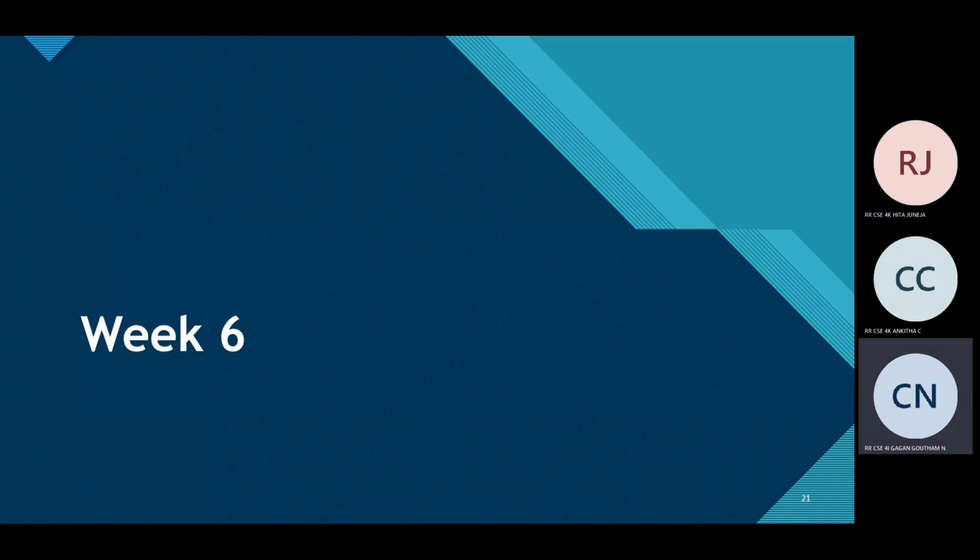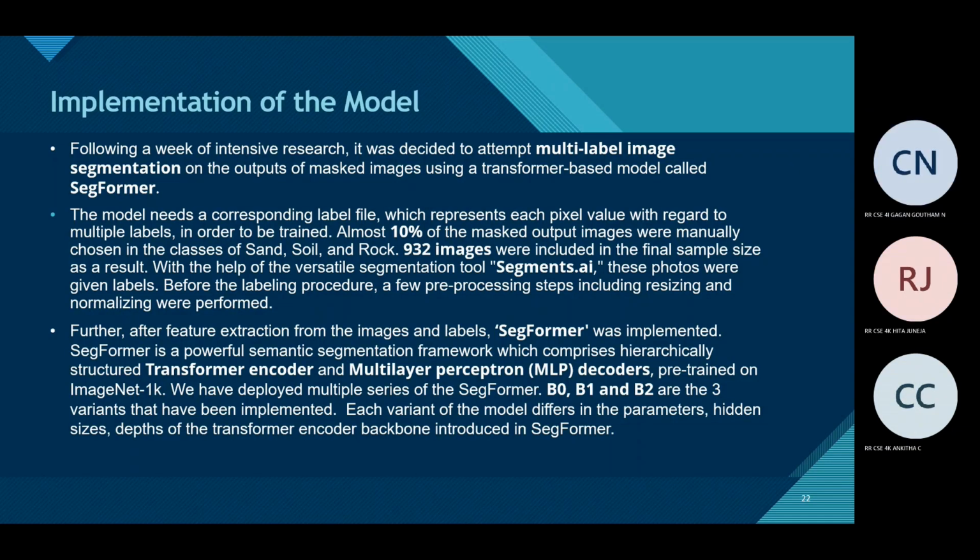This is the report for week 6. Following a week of intensive research, we realized that the CNN model which we worked on in the previous week wasn't fitting properly for the problem statement which we have as of now. Thereby, we decided to drop it and try something more related to our problem statement, and that's where we came across the multi-label image segmentation implementation methods.